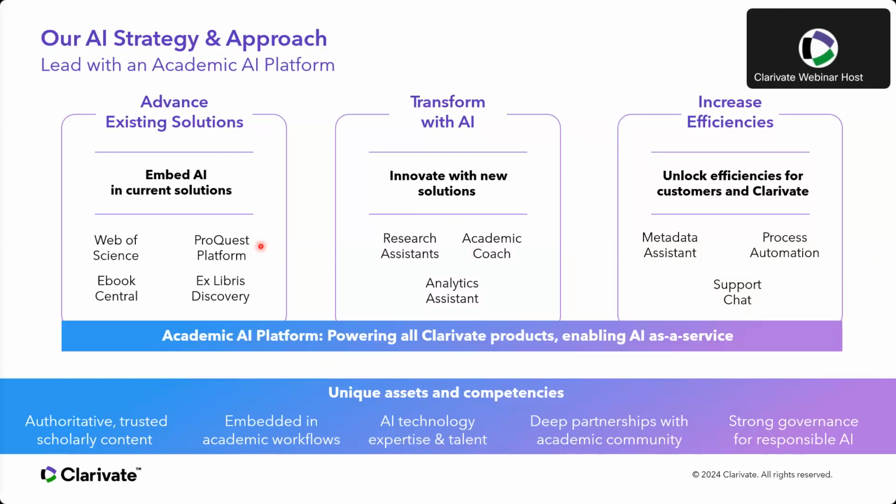we're developing our academic AI platform infrastructure, which is built on content of high quality that you can trust. We look at workflows, obviously, technology teams, expertise, and talents. In the case of these different developments, the Web of Science Research Assistant, for example, has been developed with deep partnerships with the academic community. And of course, what we look at is strong governance for responsible AI. So we want to have solutions that you can trust with a high level of transparency.